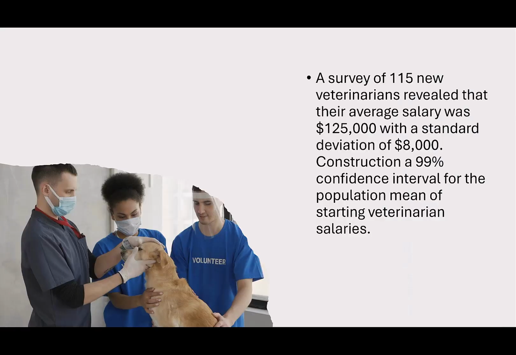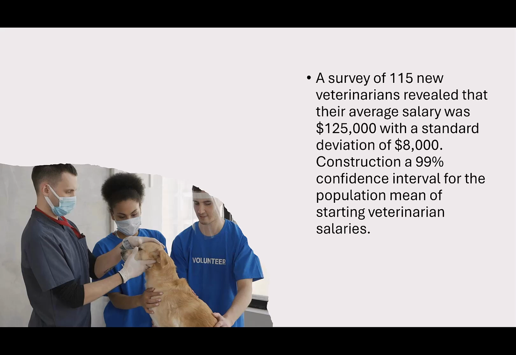Our first question says, a survey of 115 new veterinarians revealed that their average salary was $125,000 with a standard deviation of $8,000. We want to construct a 99% confidence interval for the population mean of a starting veterinarian salary.